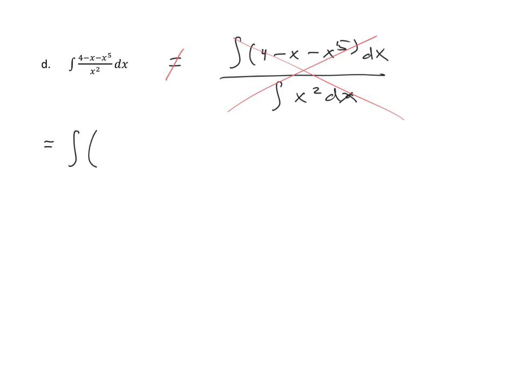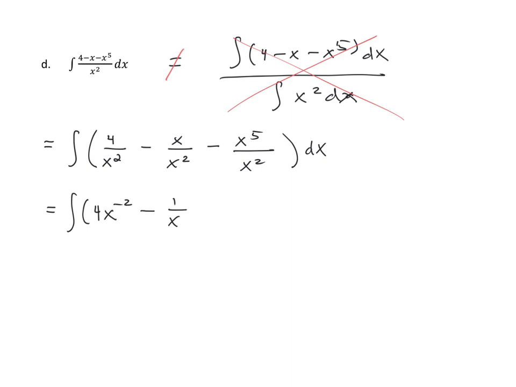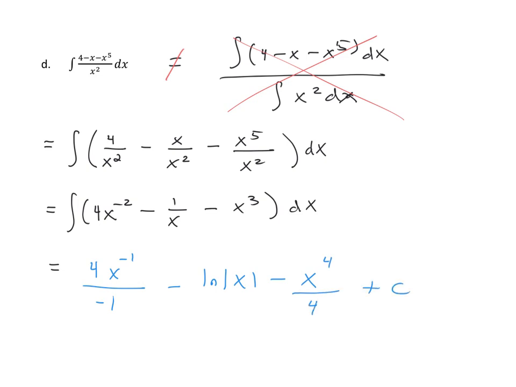I can split this into 3 fractions. It's 4 over x squared minus x over x squared minus x to the 5th over x squared. And we can simplify this even further. This is really 4 times x to the negative 2 minus 1 over x minus x cubed. Written this way, the antiderivative is 4x to the negative 1 over negative 1 minus the natural log of the absolute value of x minus x to the 4th over 4 plus c. And this is the final answer.